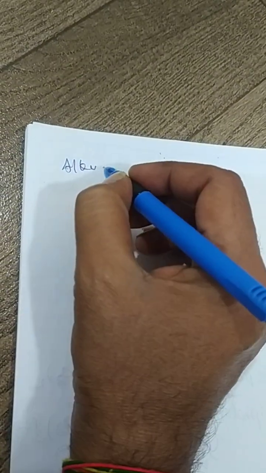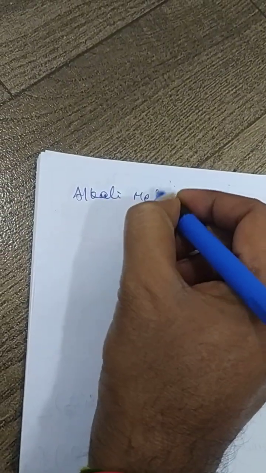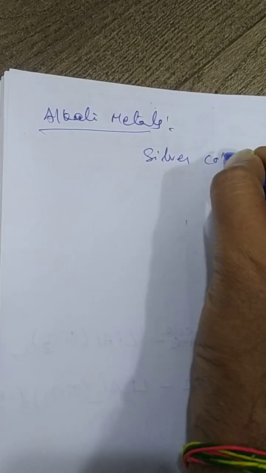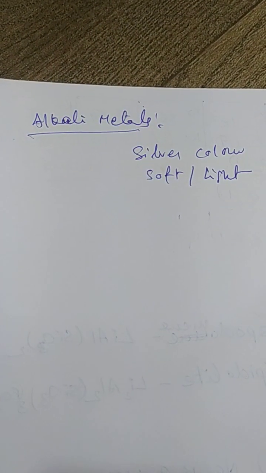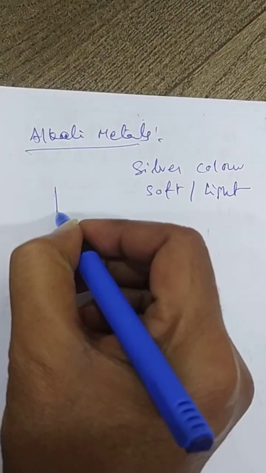Now the physical properties of alkali metals are, they appear as a silver-like thing. They are shining like silver. And they are all metals but soft, light metals. Appearing like silver color, soft and light. And bonding capacity is high, increasing. Bonding capacity increases from top to bottom.